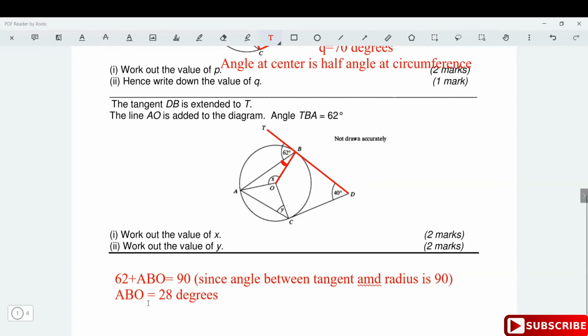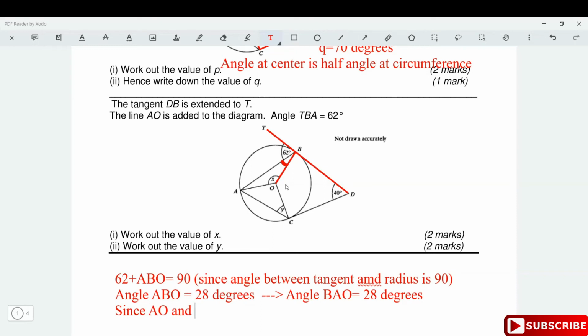All right. Nice. Now, since angle ABO is equal to 28 degrees, that implies angle BAO will also be 28 degrees. Why? It will be 28 degrees since AO and BO are both radii.